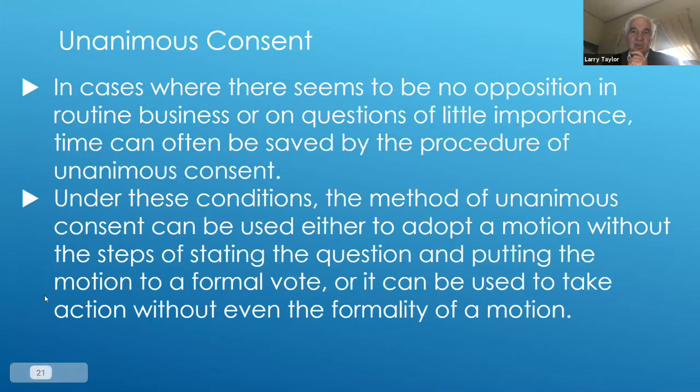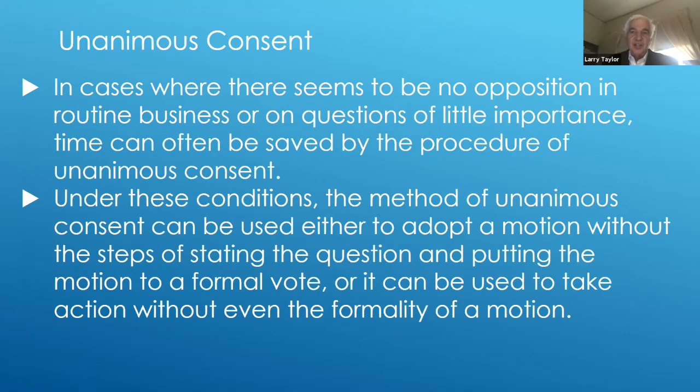A great tool that helps meetings move more quickly and removes some of the gunk that causes people to hate Robert's Rules of Order is unanimous consent. You have to have a presiding officer that uses this judiciously, but it's great in cases where there seems to be no opposition to routine business or questions of little importance. Then you can use unanimous consent.